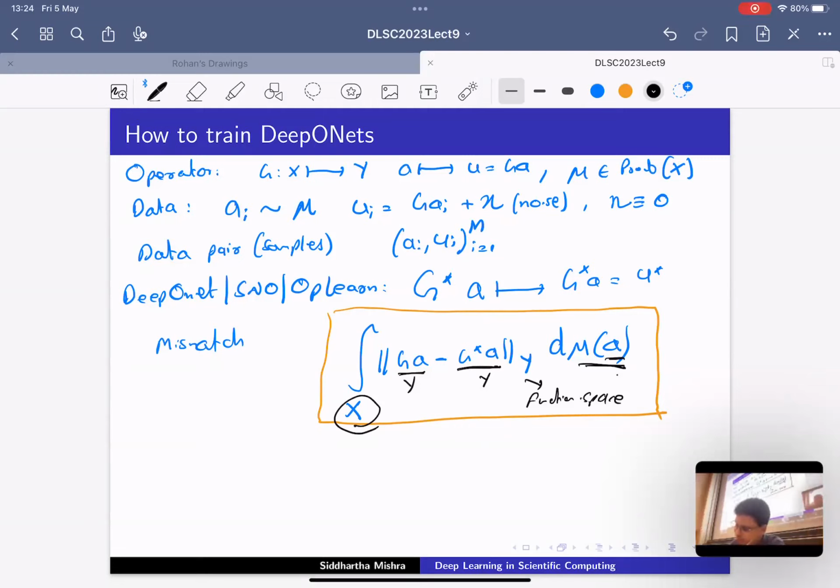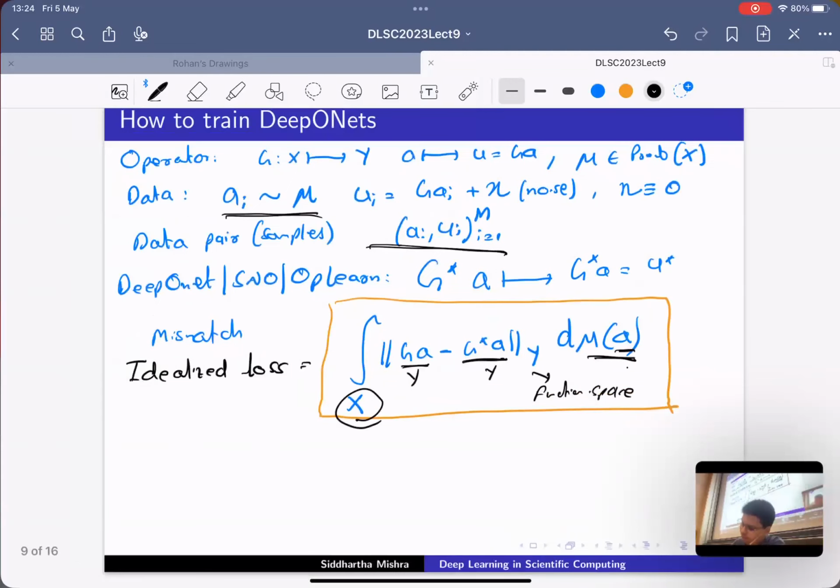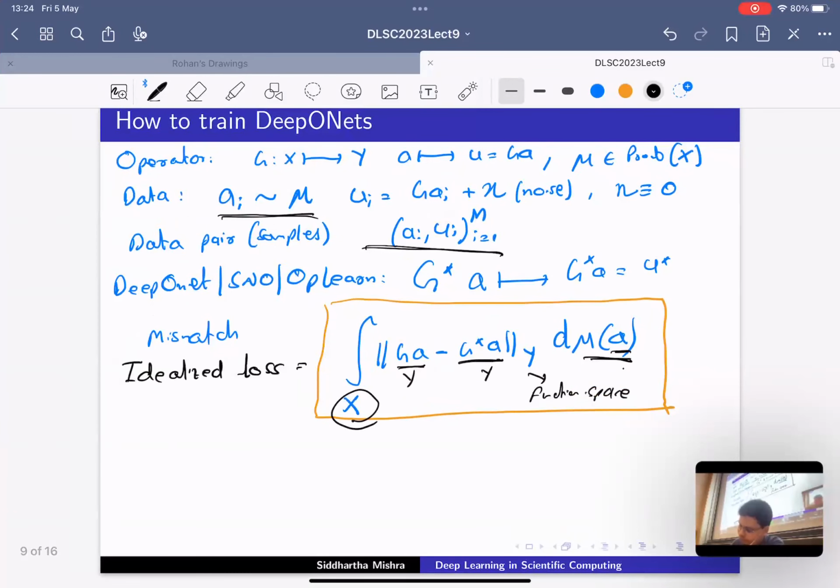So loosely speaking, this is an idealized loss. But of course, I don't have access to every single instantiation of this particular measure. I only have access to these data pairs, right? So then I have to do something about that. So what do I do? Now the real loss, or what is called the empirical loss.